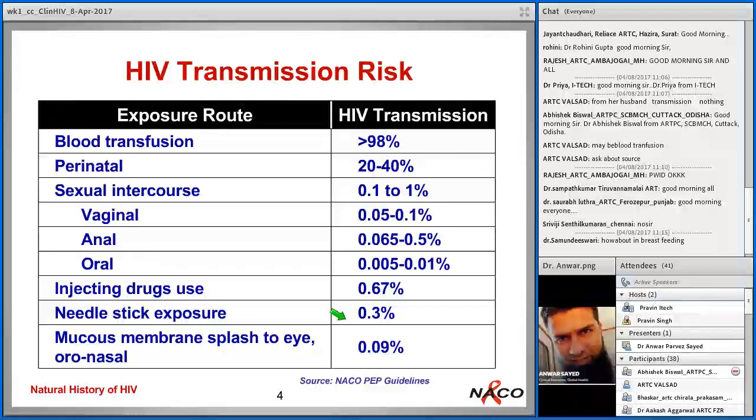Then mucous membrane splash to the eye, it is 0.09%. This also happens especially at the time of pleural fluid aspirations or other things like that. When you push in the outlet, sometimes it gets disconnected and a splash will happen over the face. This is not very uncommon. It also happens. People who work in the hospitals, who have seen patients in the wards, know very well how this happens.